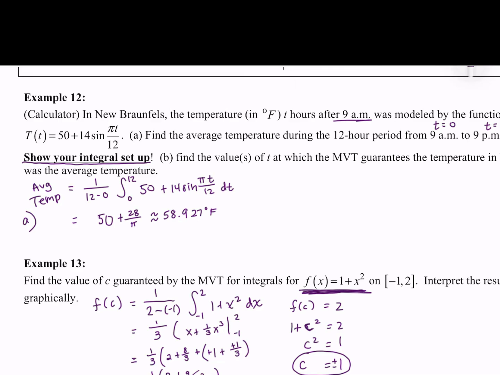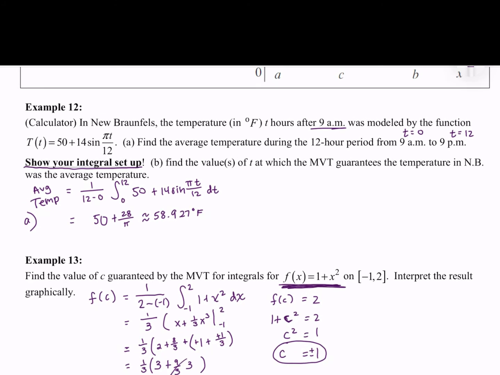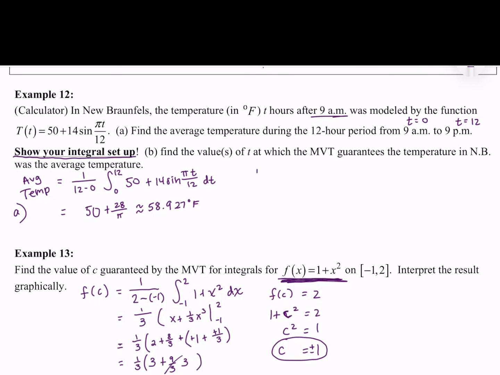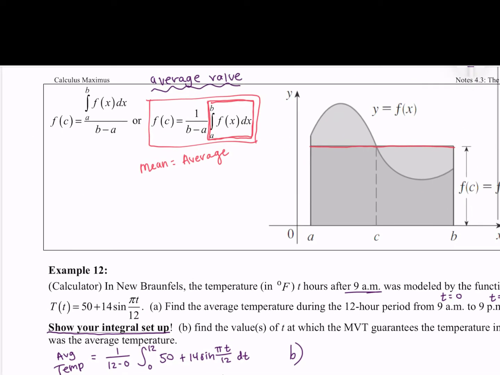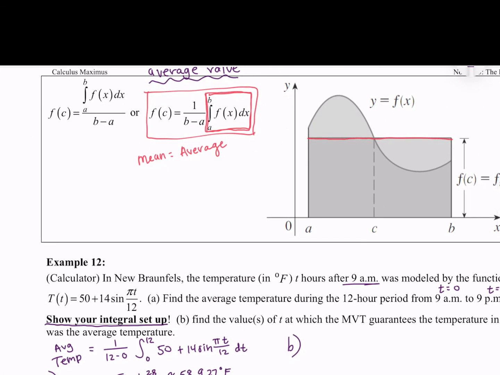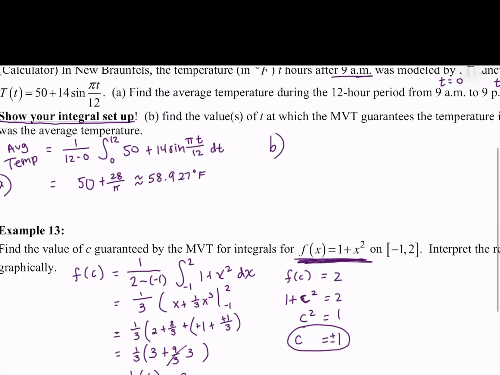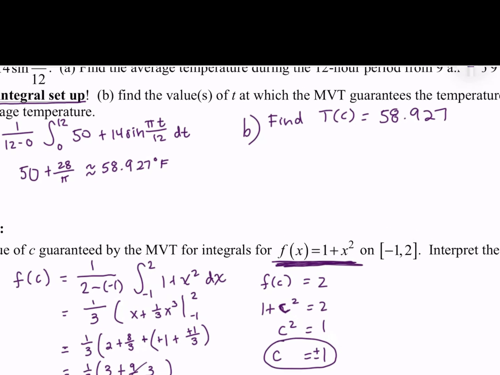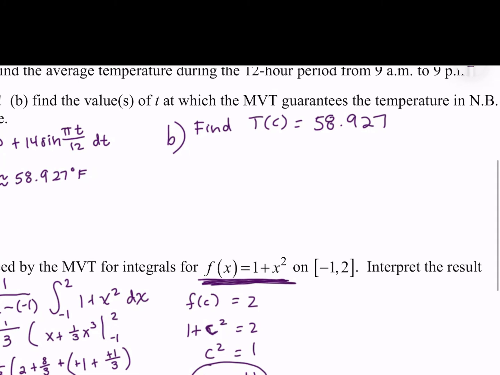And then part B, find the values of t at which the mean value theorem guarantees the temperature in New Braunfels was the average temperature. So right here, we need to evaluate the temperature. So we actually need to find the c value for which this is true. So in this case, we're finding where T of c is equal to 58.927. So again, we're not going to solve this out by hand. We could do this on our calculators.